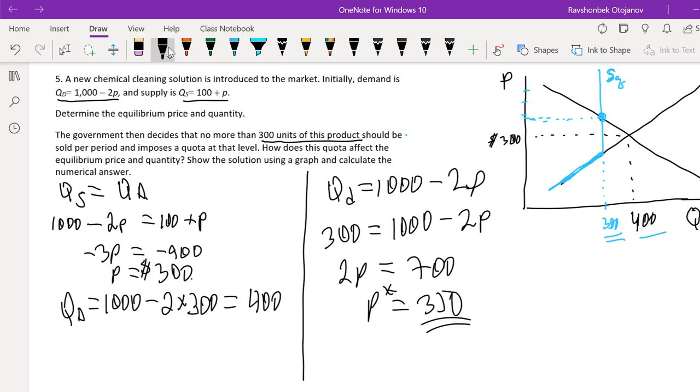So it was 300 when the market was free. Now there's government intervention in the market and they imposed the quota of 300, and as a result, given the limited amounts, price has increased. New price level is now 350. So that's the solution to this problem.